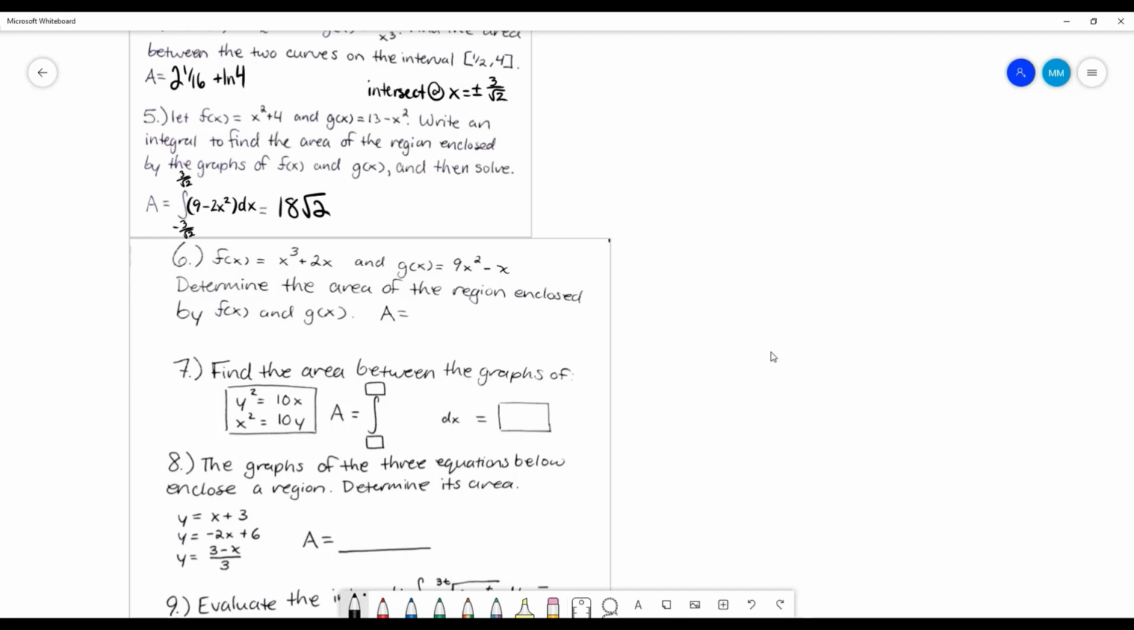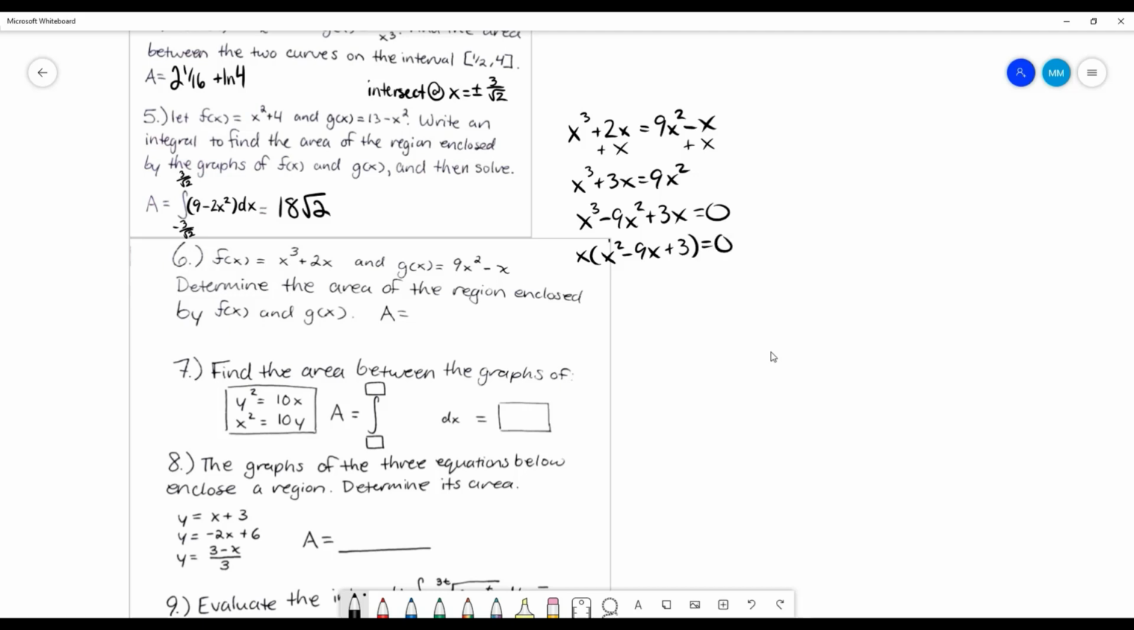Same deal, just different functions, right? So we first check for intersection points. So I'm going to set these equal. And I'm going to add x to both sides. So it's going to be x cubed plus 3x equals 9x squared. If I then subtract 9x squared from both sides, I get this equals 0. And I'm going to factor out an x, make that a little easier on myself.